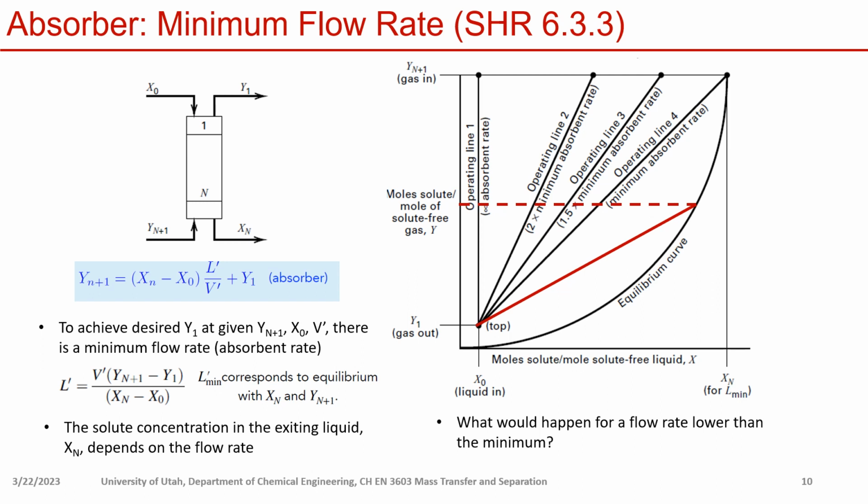Then if we draw a horizontal line here, we will figure out that basically that's the incoming gas composition, the maximum gas composition you can use to achieve the desired separation outcome of Y1, right? If you feed a gas with a higher composition, then you won't achieve this separation outcome. The maximum you can do is this composition. Okay.